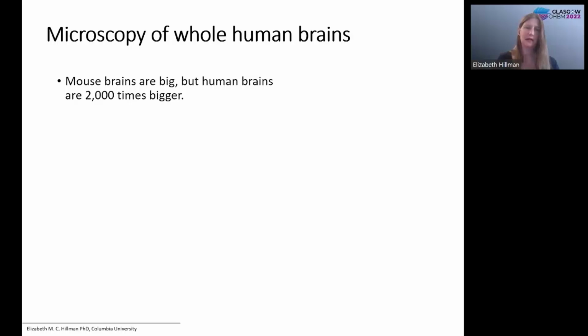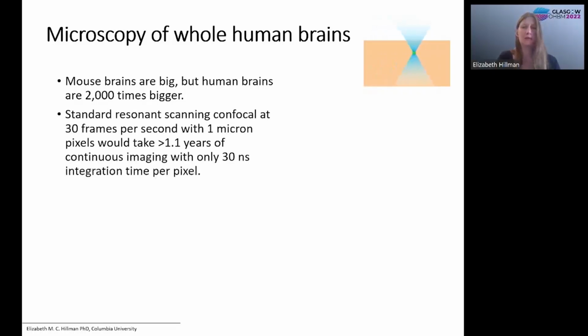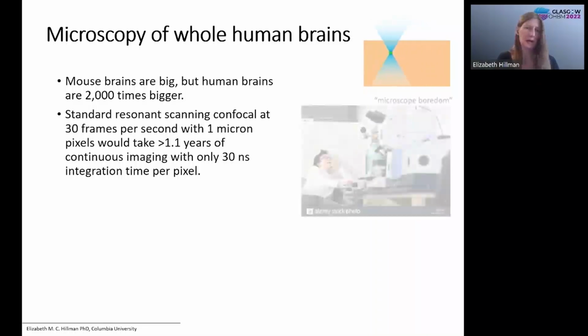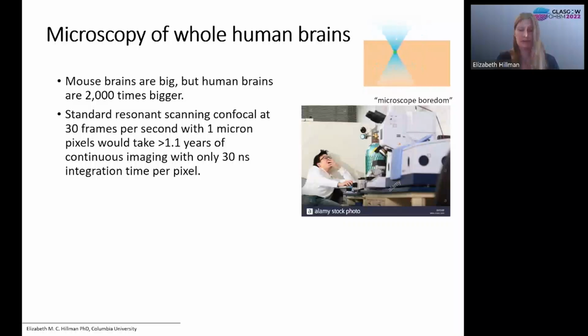So when we started to calculate this, we realized that the human brain is 2,000 times bigger than the mouse brain. And it's also already pretty difficult to image a whole mouse brain. So the standard ways that people use microscopes, this is depicting confocal scanning microscopy. So if you've got a resonance scanning confocal in your lab and it can go at 30 frames per second with 1 micron pixels, it would take well over a year of continuous acquisition to collect that data. And each pixel would only be seeing the light for 30 nanoseconds, which would mean your signal to noise would be really, really bad. And so you would use up all your time in your microscope core.